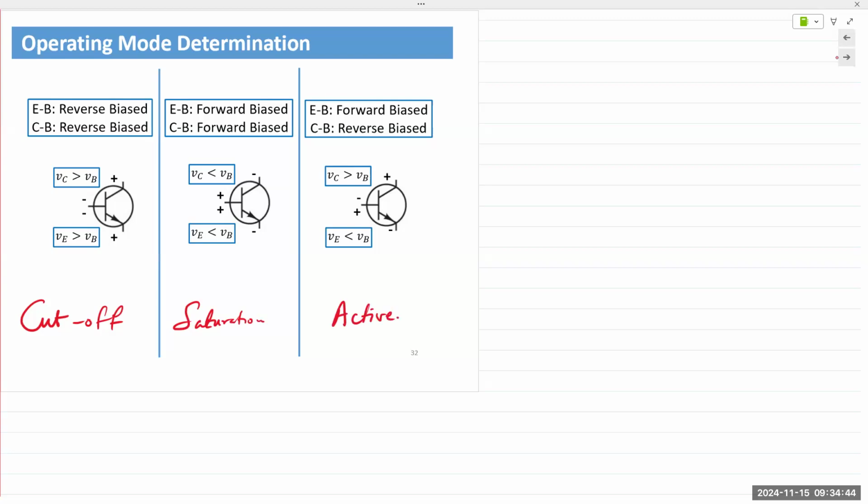So when we are trying to determine the operating mode of a BJT, we determine the voltages, the relationship between the voltages, and then determine which junction is forward bias and which one is reverse bias. These are all NPN transistors. It's NPN, and that is the collector, base, emitter.